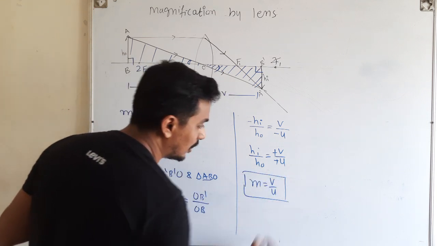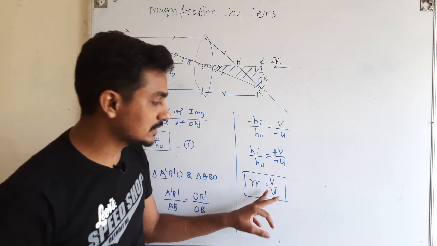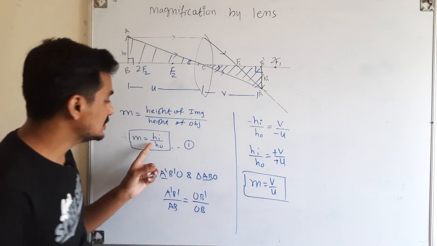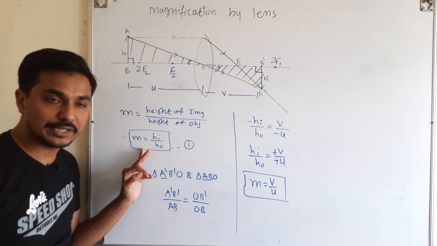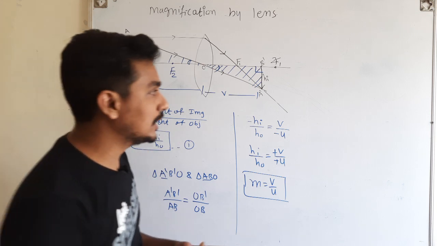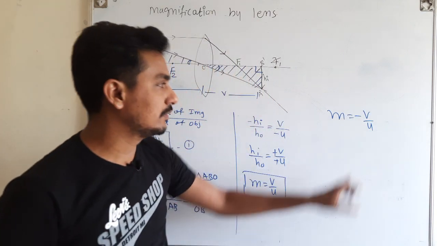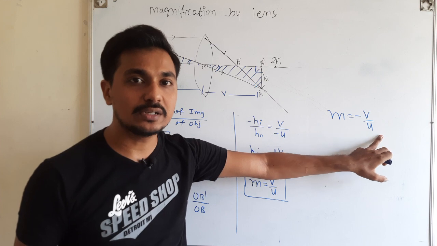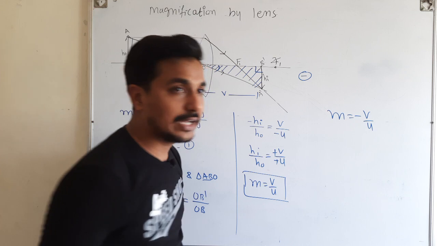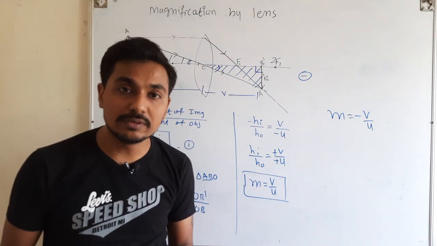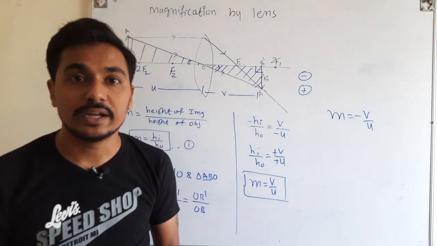So this is the formula of magnification for the lens in terms of image distance and object distance, and this is the general magnification formula relating the height of the image and the height of the object. The same formula for the mirror can be written as M is equal to minus v by u, where v is the image distance and u is the object distance. If the magnification is negative, then the image is real and inverted. If the magnification is positive, then the image is virtual and erect.